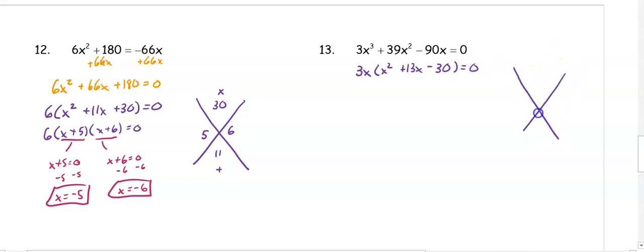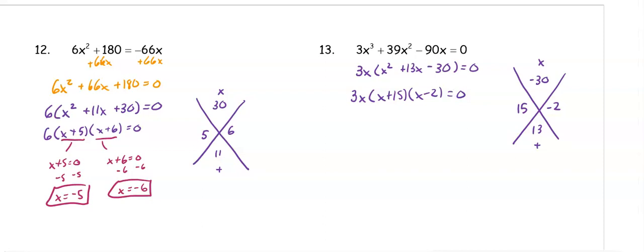So now we need two numbers that multiply to negative 30 and add to 13. So we want one of each sign. So in this case, we wouldn't want 5 and 6 because that would only add to 1 or negative 1. It's 15 and negative 2. So we have 3x times x plus 15 times x minus 2 equals 0. Now, notice that this is the first time our GCF has had an x in it. So that one's also going to get set equal to 0. So we have 3x equals 0, x plus 15 equals 0, and x minus 2 equals 0.